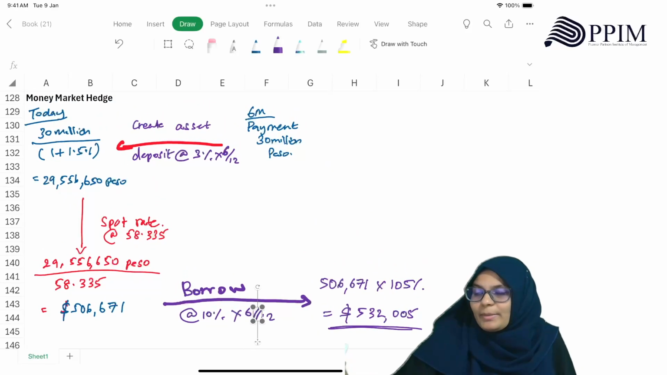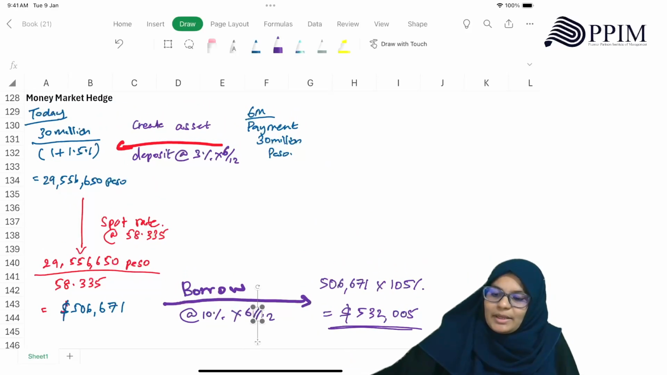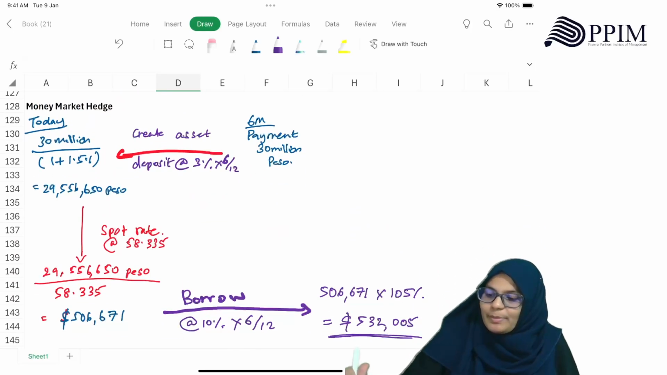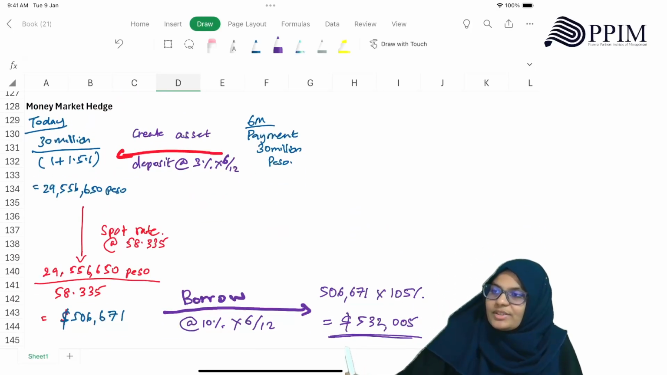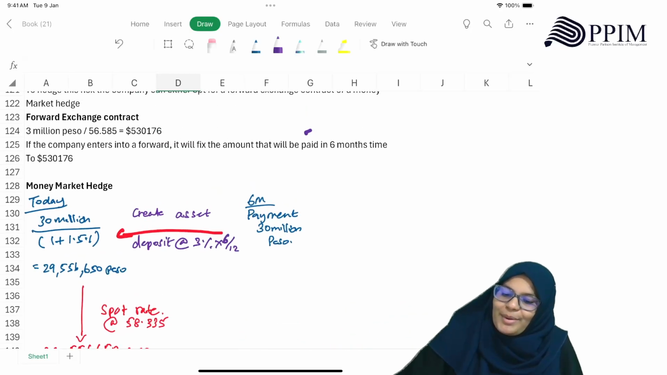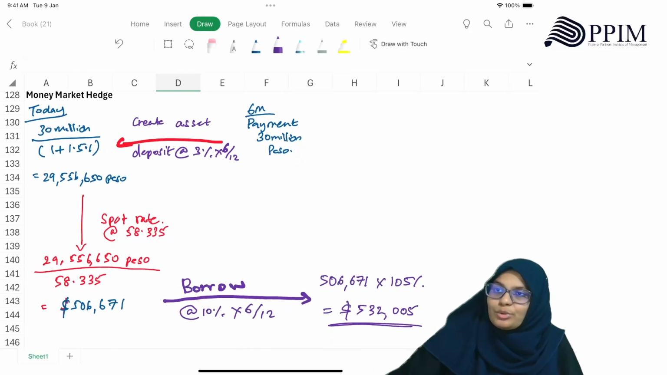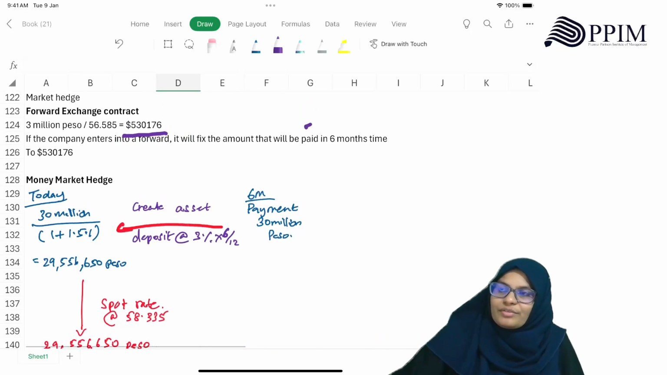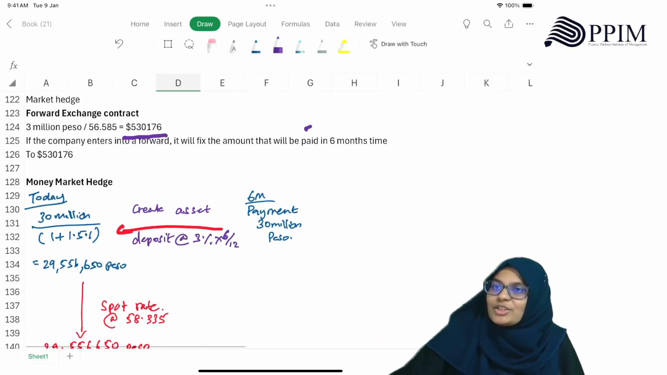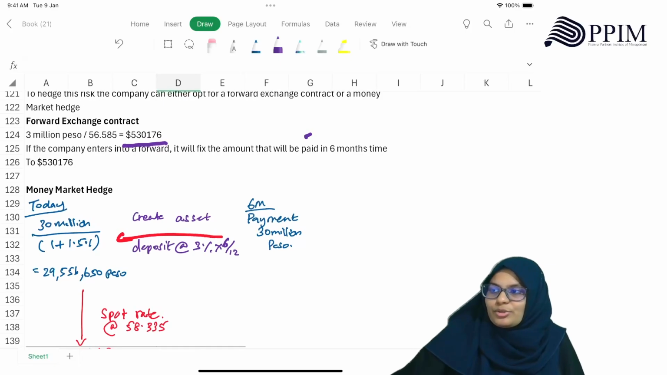Okay. If you do the money market hedge, to pay this 30 million pesos, you will end up spending $532,005. Okay. Now compare that with the forward. In the forward, you ended up spending 530,176. Here it's 532,000. So clearly you will go for the forward exchange contract because you end up spending less dollars when you use the forward.